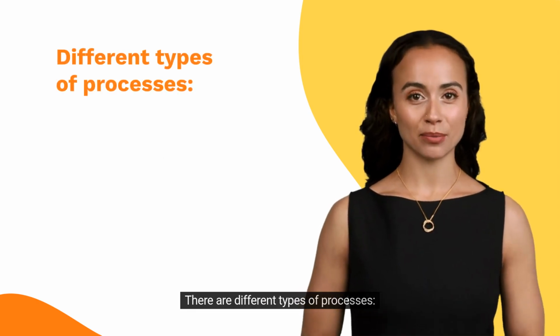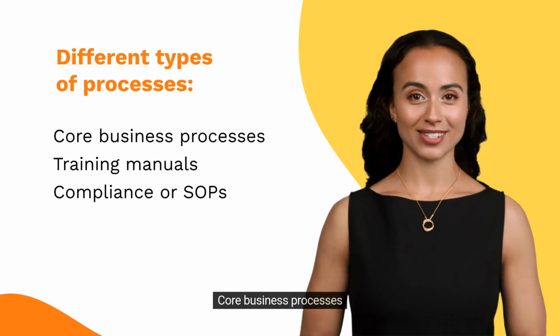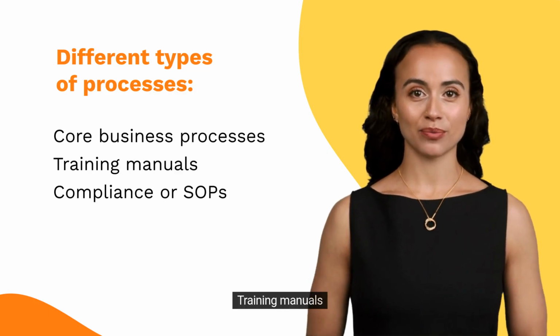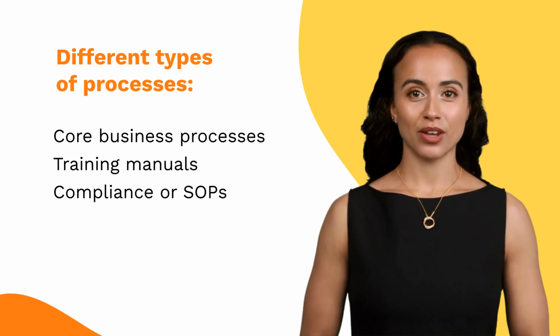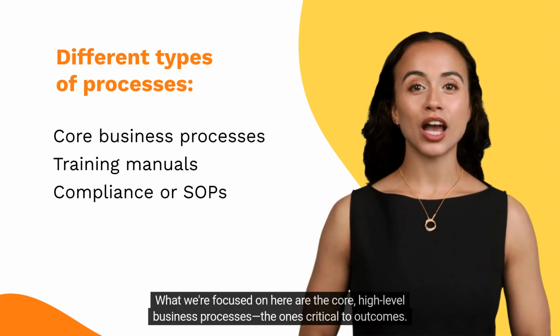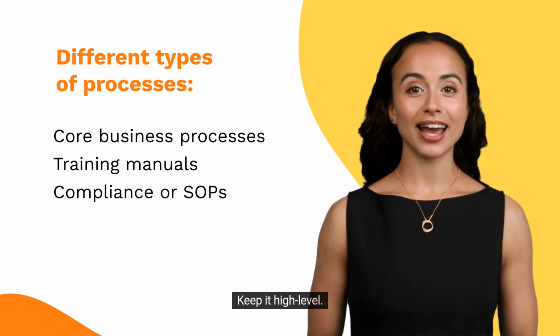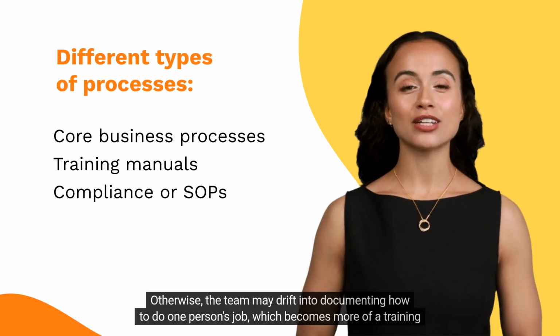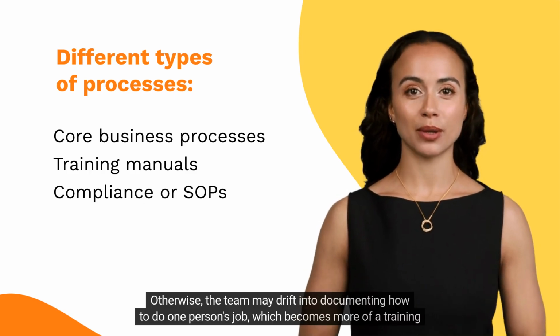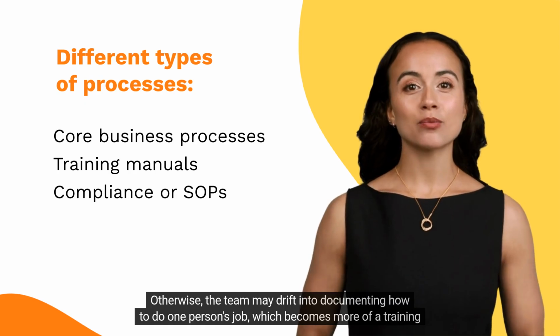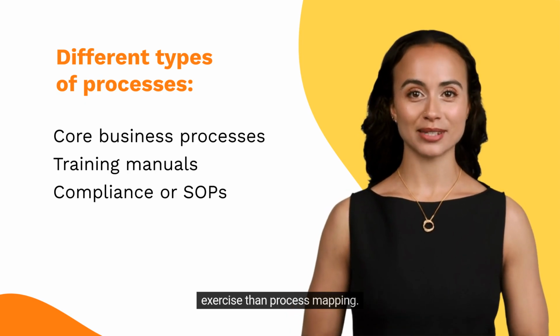Now, a helpful distinction: people often get stuck thinking they need to document every tiny detail. There are different types of processes: core business processes, training manuals, compliance or SOPs. What we're focused on here are the core high-level business processes, the ones critical to outcomes. Keep it high level. Otherwise, the team may drift into documenting how to do one person's job, which becomes more of a training exercise than process mapping.